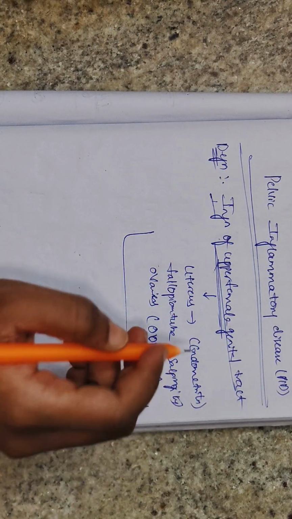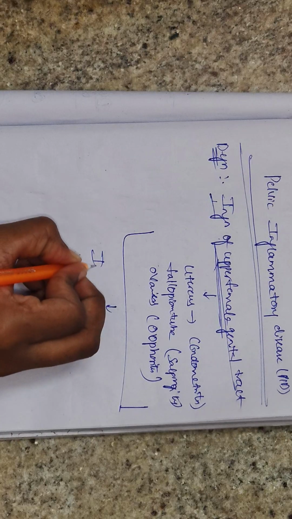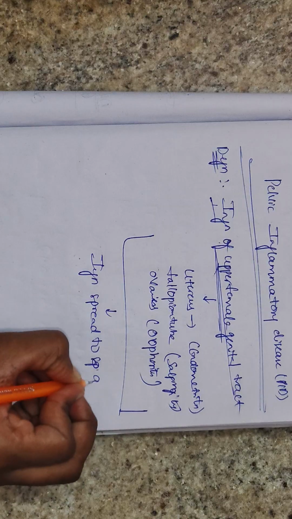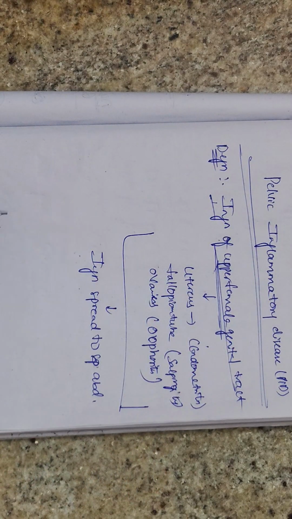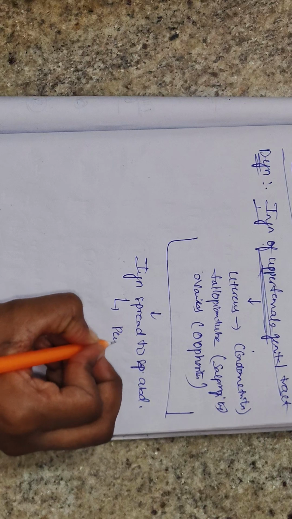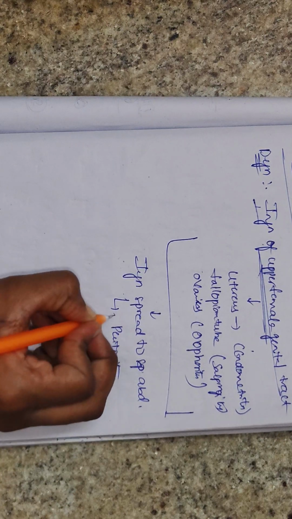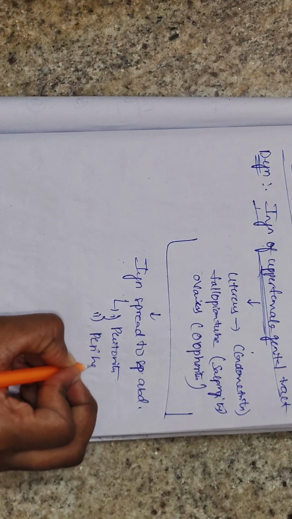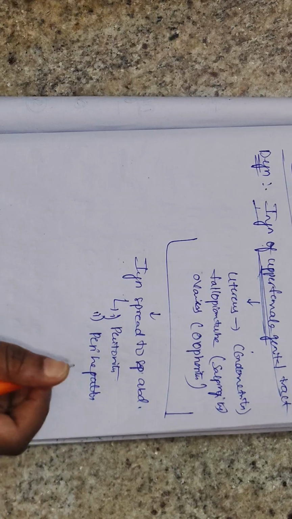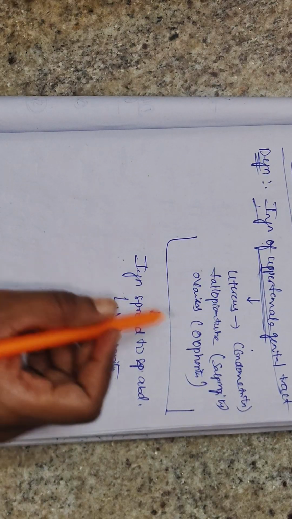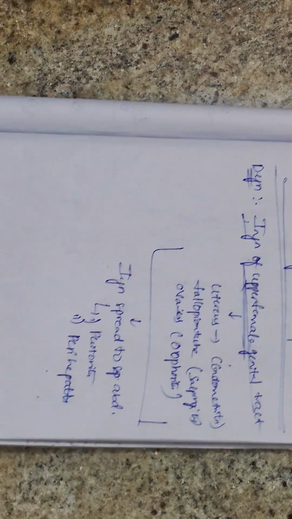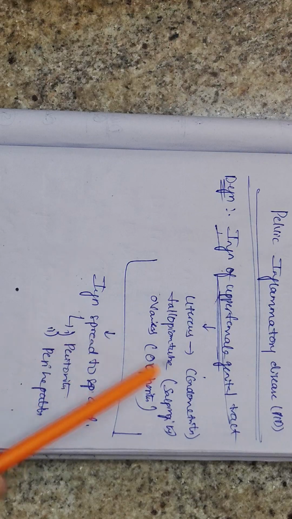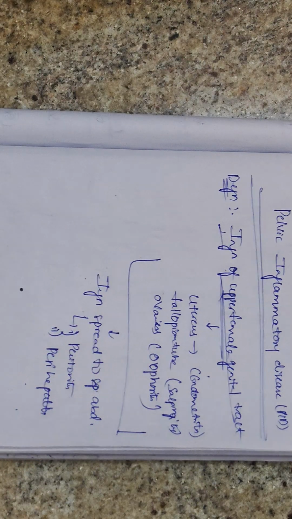From this upper female genital tract, the infection spreads to the upper parts of the abdomen. So what will happen? Peritonitis. First one is peritonitis. Next one is perihepatitis, the liver. It spreads to the perihepatitis and peritonitis. This is the definition of PID. PID is infection of the upper female genital tract, meaning uterus, fallopian tube, and ovaries. It spreads to the abdomen and leads to peritonitis and perihepatitis.